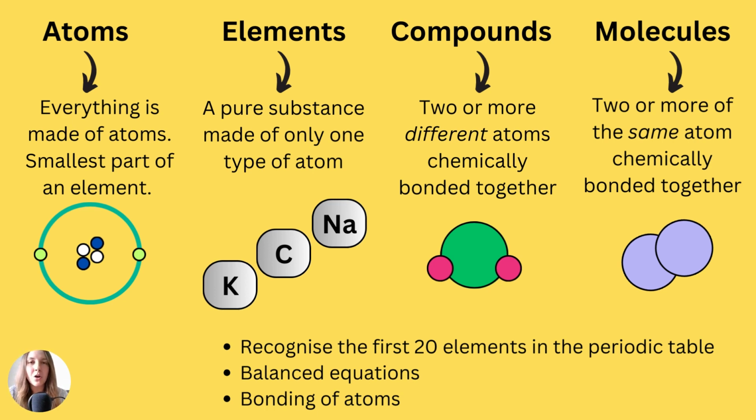Compounds and molecules are how atoms are chemically bonded together. So, a compound is when two or more different atoms are chemically bonded together. An example being carbon dioxide, which is a gas. Carbon is the green circle you can see there. And there are two oxygen atoms that are also chemically bonded to the carbon atom.